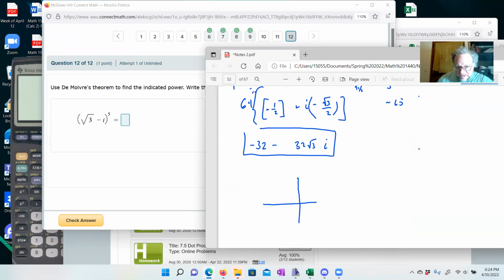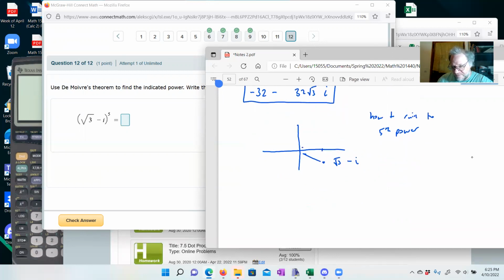So I'm going to want, right, here's the square root of 3 over here. Here's negative 1. So this is square root of 3 minus i. Now we have to raise to the 5th power. Okay. How to raise to the 5th power. So we have to know how long this thing is, right? So we're going to find the modulus. The modulus, the length, the absolute value, it's the hypotenuse of this triangle. See, we just drew another little triangle. How do we get the hypotenuse?